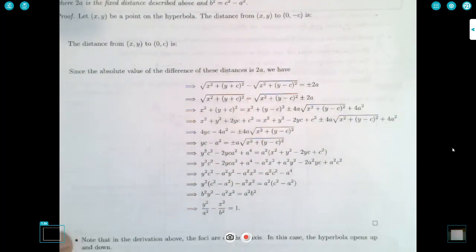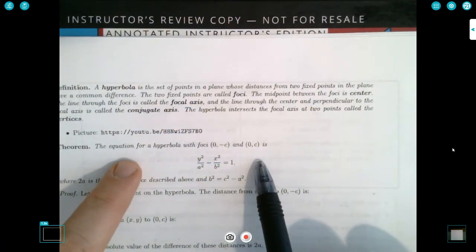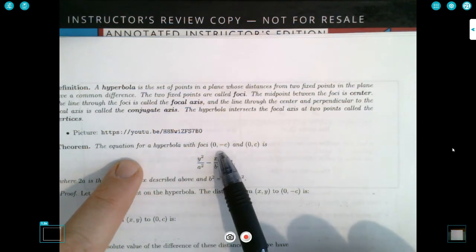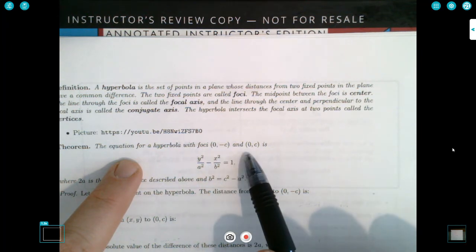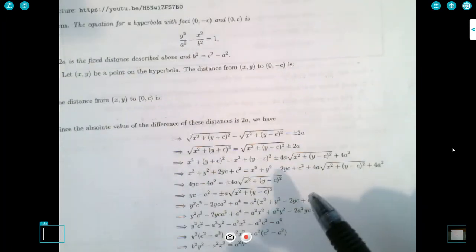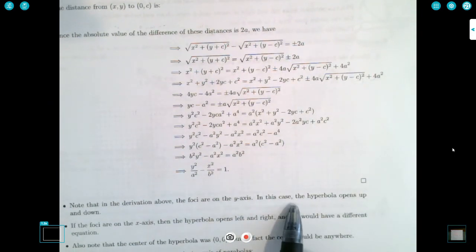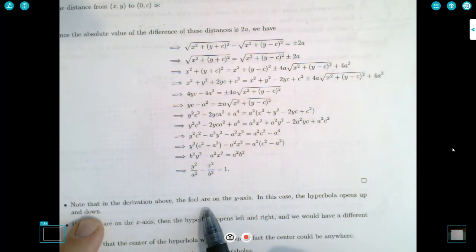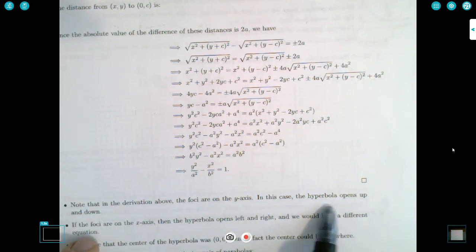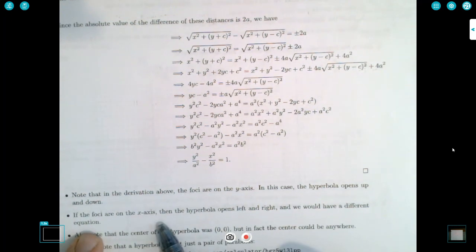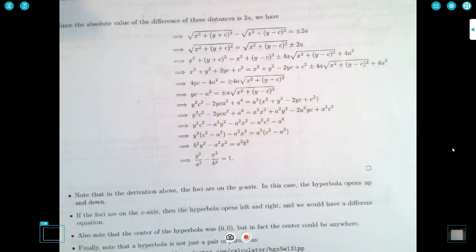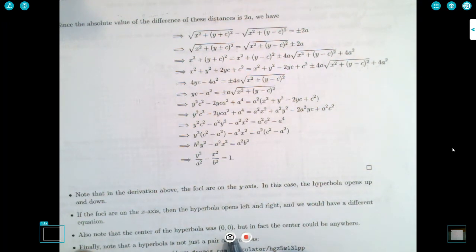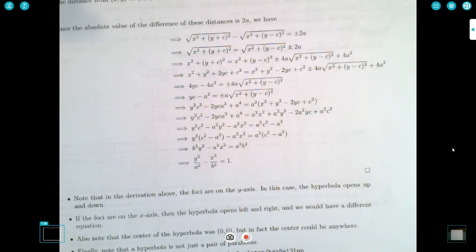So just as before, right? This is just one kind of hyperbola. You could have a hyperbola with foci at C0 and negative C0 instead, right? Or whatever. So in the derivation above, the foci are on the y-axis, and in that case, the hyperbola opens up and down. If the foci are on the x-axis, then the hyperbola opens left and right, and we would have a different equation, right? Also note that the center of the hyperbola was 0, 0, but in fact the center could be anywhere.